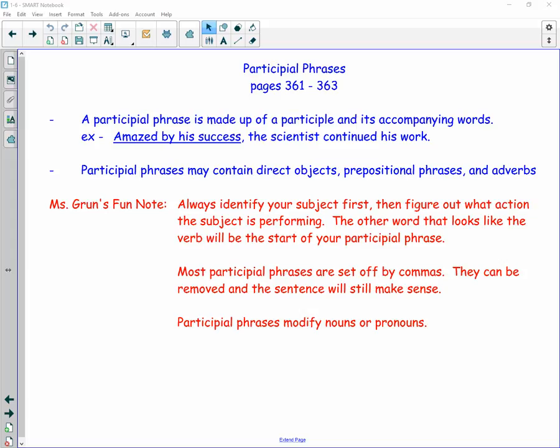This lesson is from the 8th grade Houghton Mifflin English book. It is on participial phrases and it coordinates with pages 361 to 363 in the student textbook. A participial phrase is made up of a participle and its accompanying words.